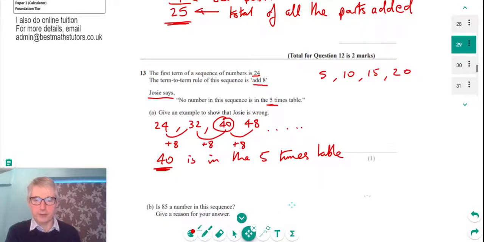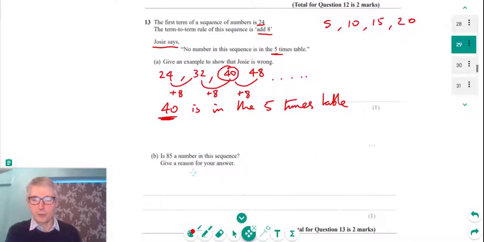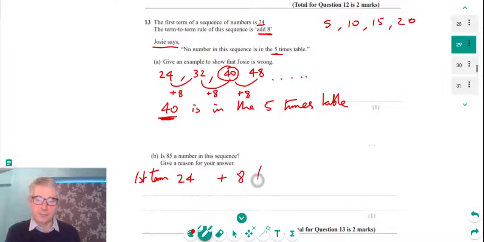If we now look at the second part of this, it says, is 85 a number in the sequence? So we've got to give a reason for our answer. Well, if we think about what we started with, we've got 24 is the first term. So that's our first term. And we're going to be always adding a positive, an even number. So we're always adding 8 for each term.